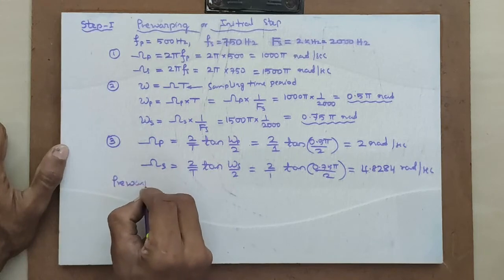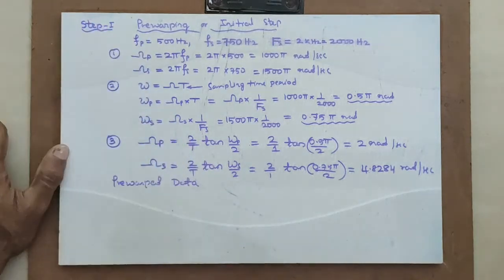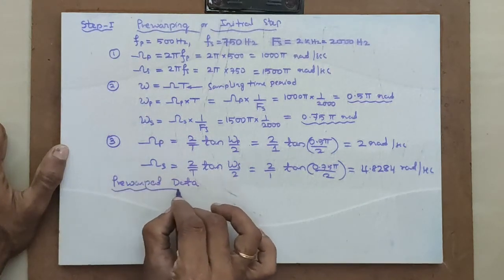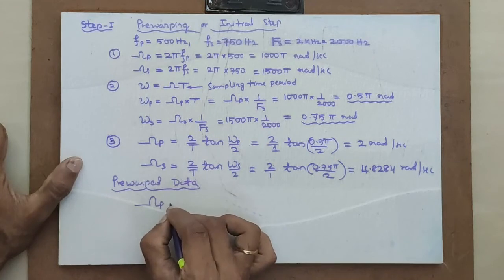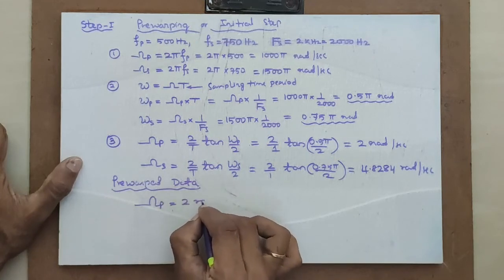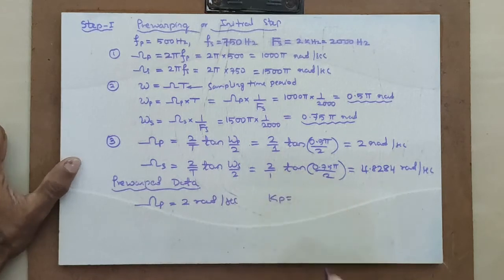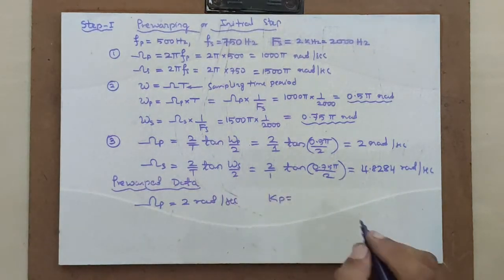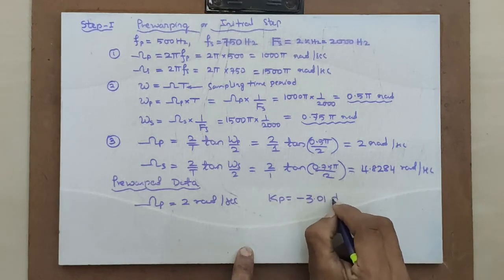Now the pre-warped data in the first step, whatever I got, I will just write down: omega p is equal to 2 radians per second. Kp you already know is in decibel, no change in this. Kp is given as minus 3.01 decibels.